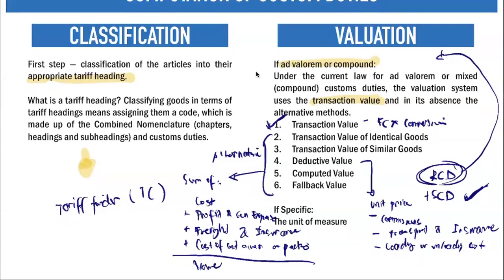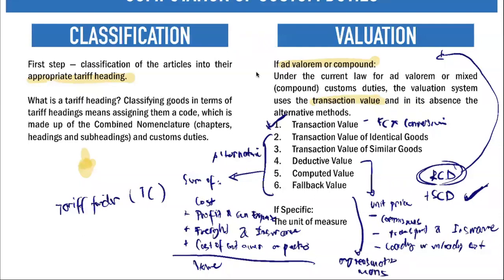So deductive value, you deduct some items from a price, while a computed value, you get the total value or the total cost. So the cost of the item, any profit, expenses, freight, insurance, and any cost on packing that particular item. How about a fallback value? Okay. A fallback value is any value that is used as reasonable means and basis for the computation of your imported article. So any reasonable means.